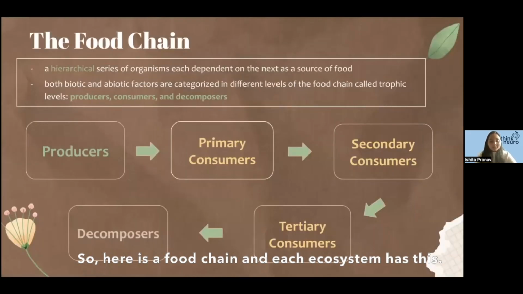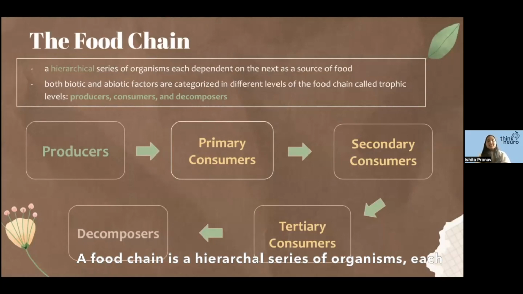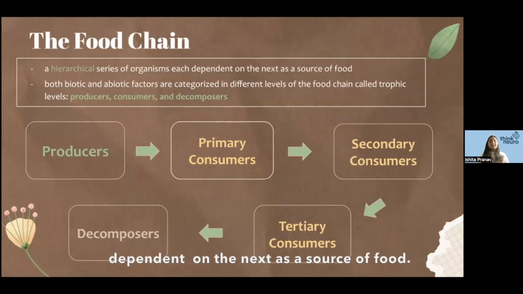So here is a food chain, and each ecosystem has this. A food chain is a hierarchical series of organisms, each dependent on the next as a source of food. Both biotic and abiotic factors are categorized in different levels of the food chain called trophic levels. They include producers, consumers, and decomposers.